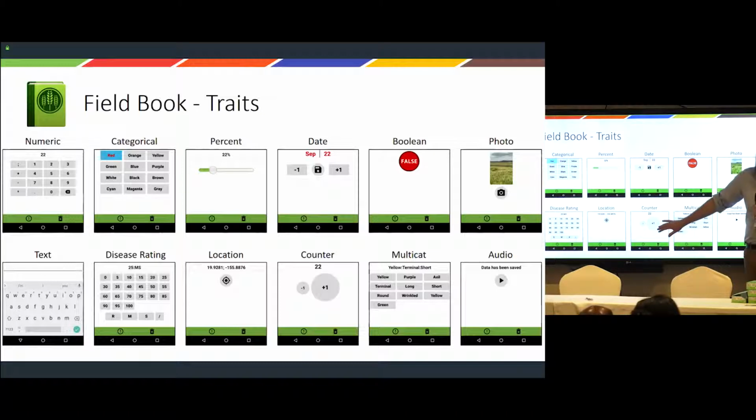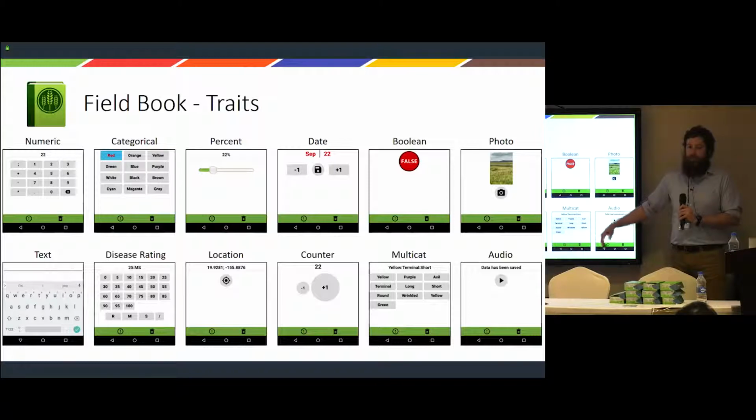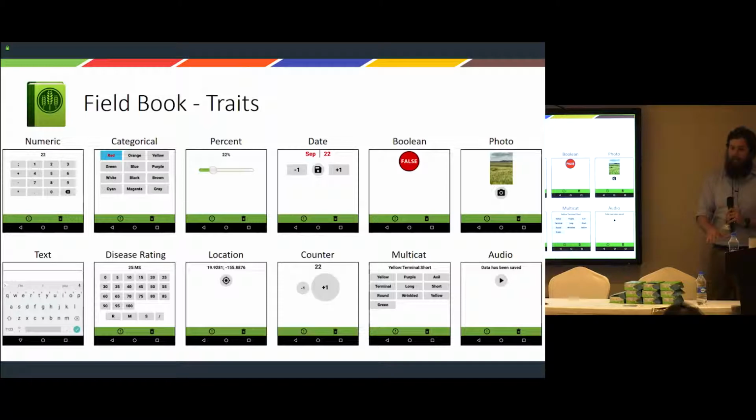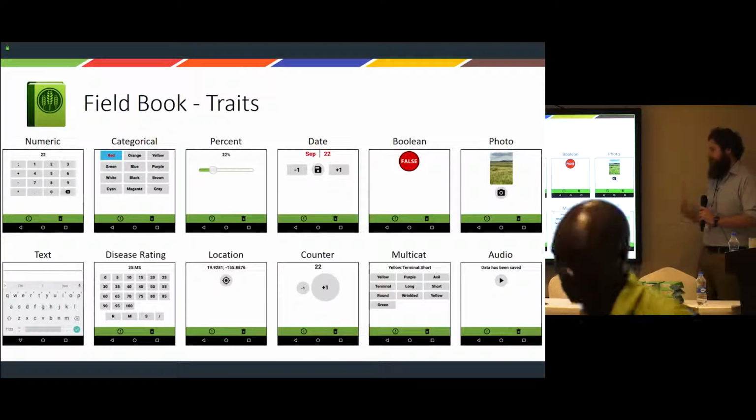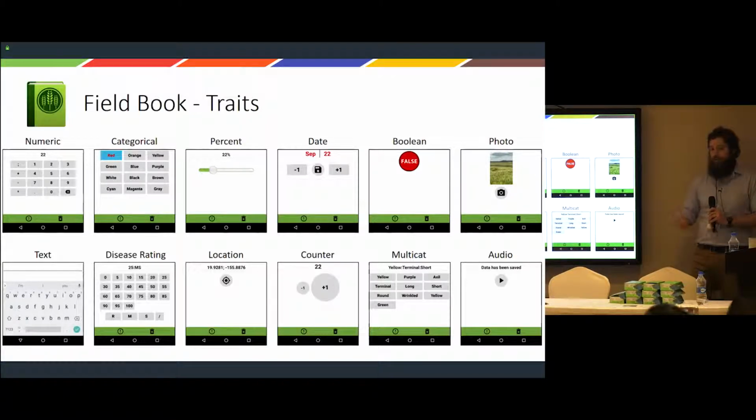We have a counter trait where you have a big button to go up, little button to go down. Really good for counting plants, insects. Our multi-cat trait, so this is multi-categorical. And in this case, we can define as many categories as we want. It's basically creating a custom keyboard of categories, and we can combine those categories in different ways to collect combinations of features. So if you're walking through and just want to collect 3 different things really rapidly, this is the one that you want.